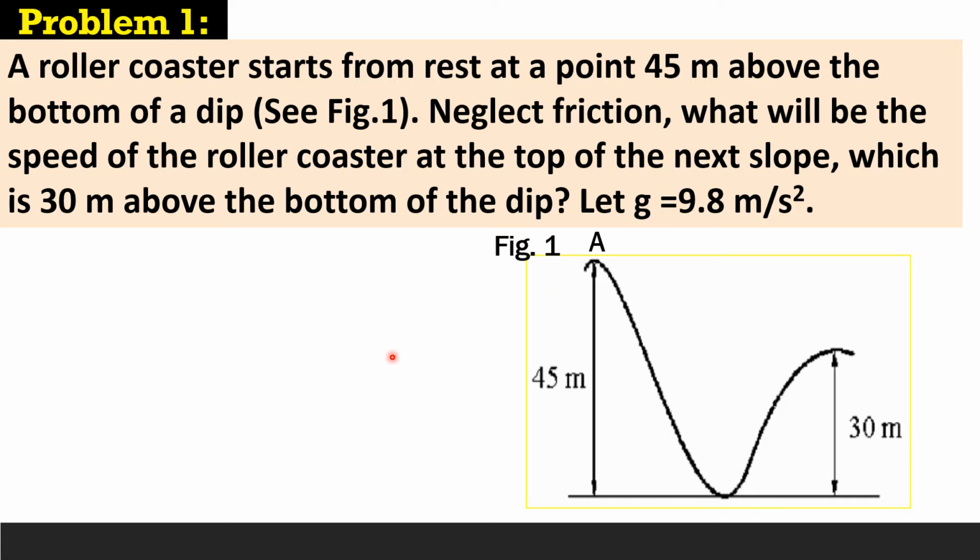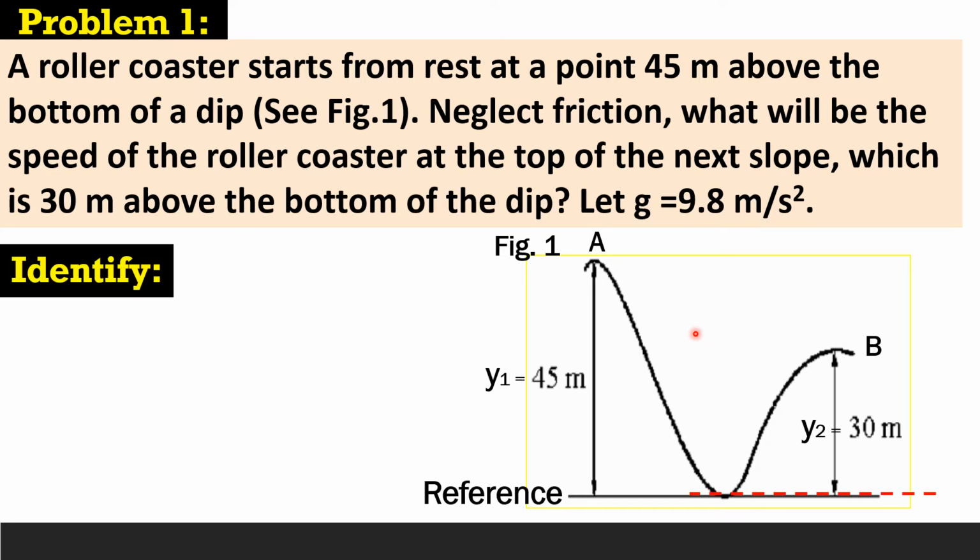The first problem: a roller coaster starts from rest at a point 45 meters above the bottom of a dip. Okay, you can look at the figure. Neglect friction. What will be the speed of the roller coaster at the top of the next slope, which is 30 meters above the bottom of the dip? We'll let g equal 9.8 meters per second squared.